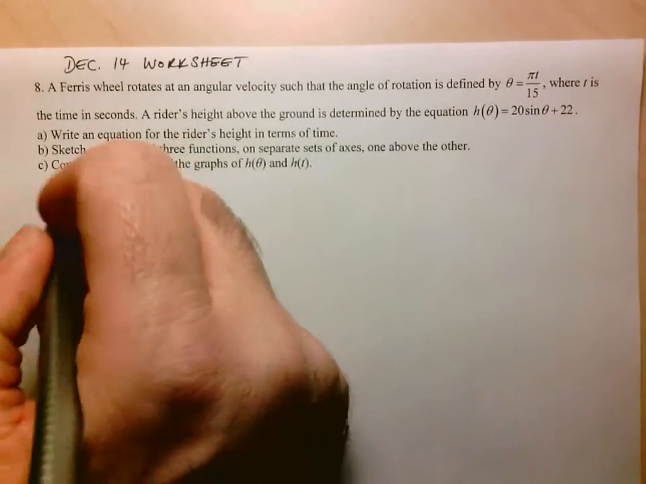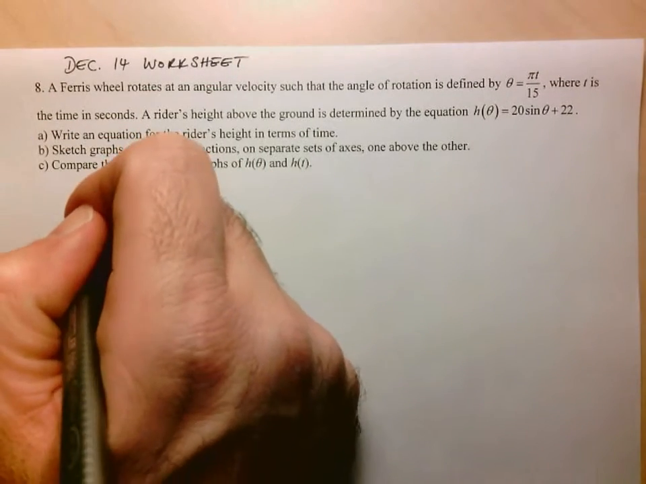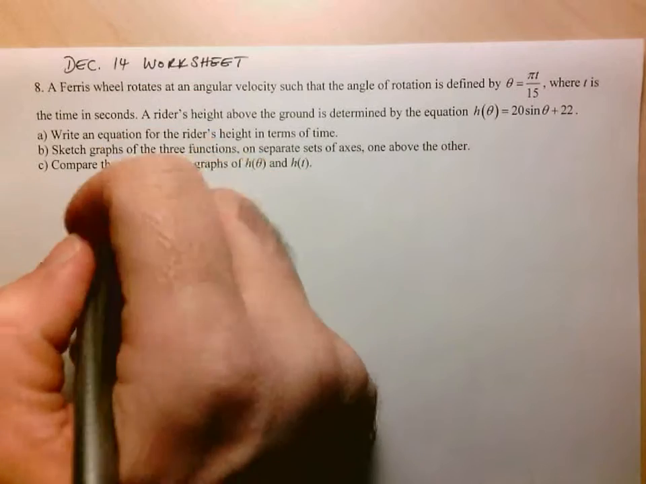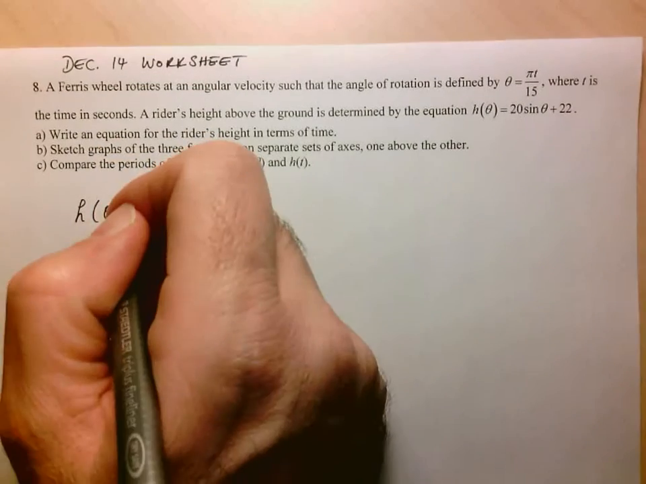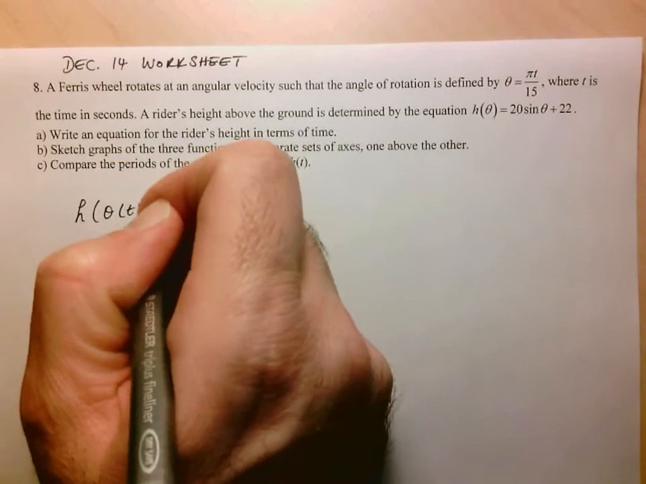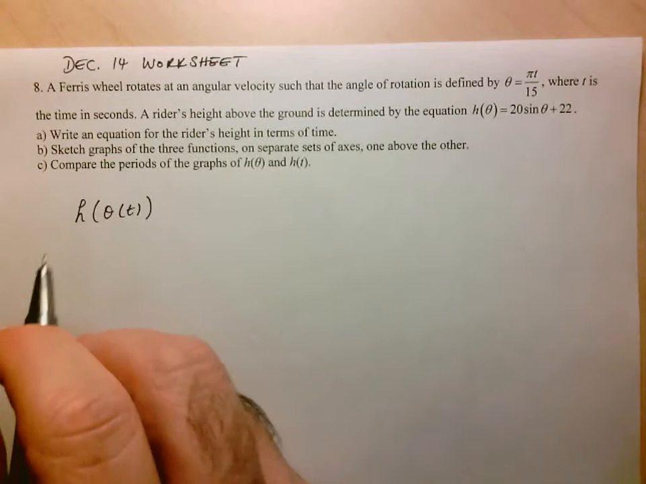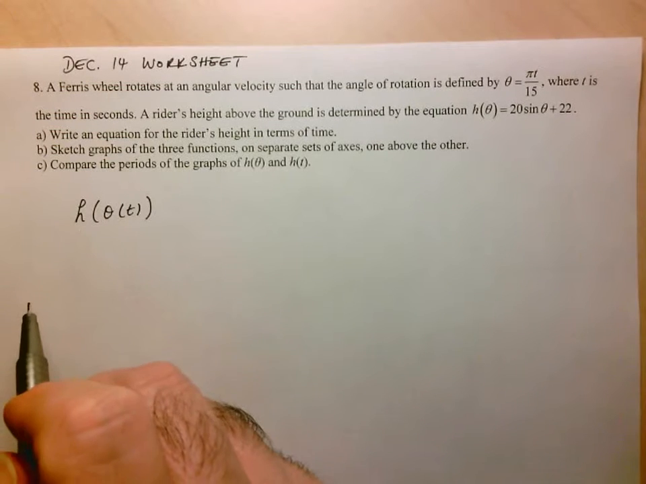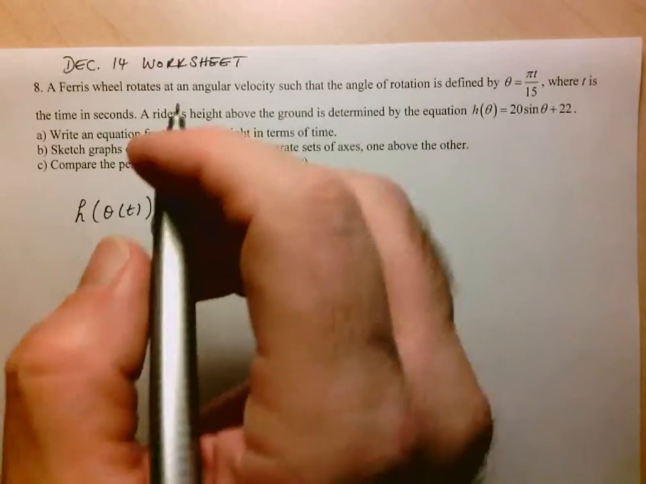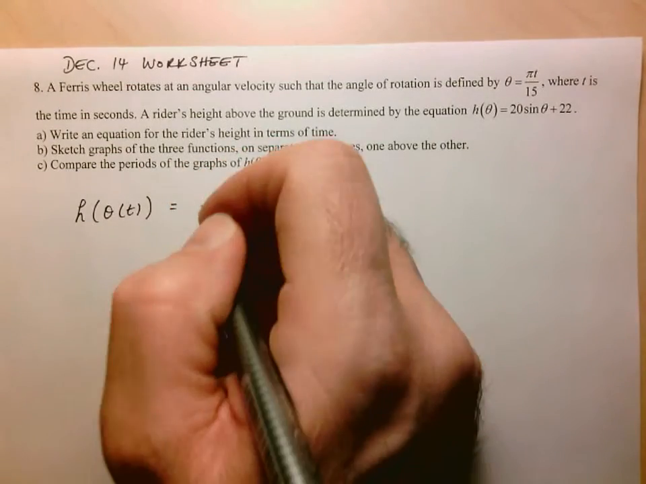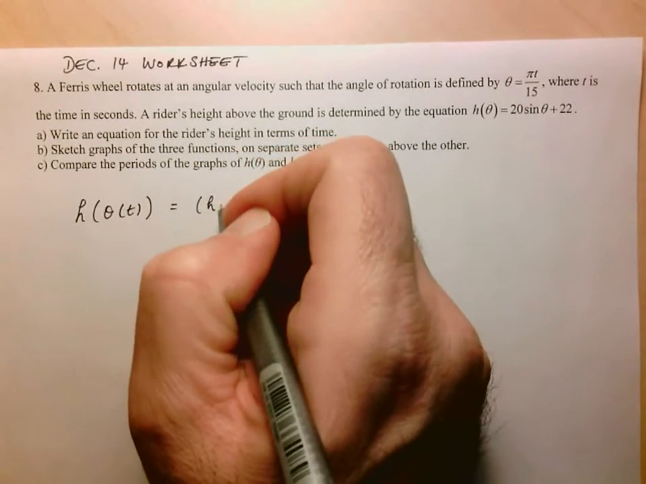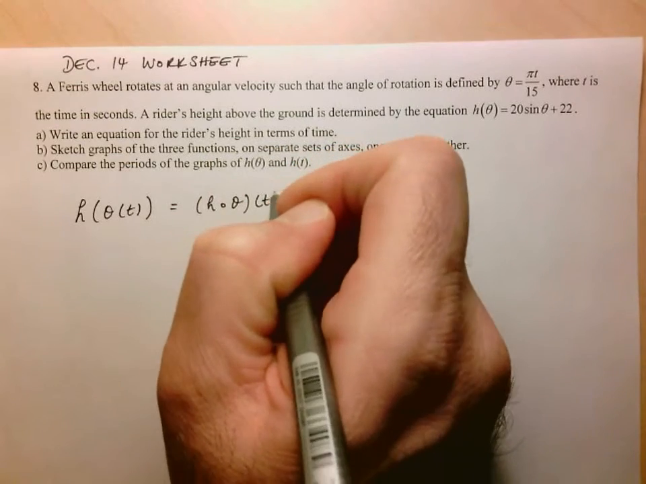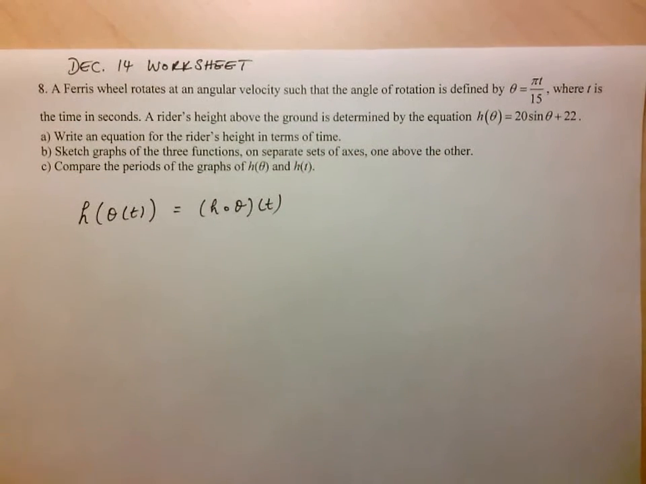Okay, so what we have is we have h, which is given as a function of theta, but theta is itself given as a function of time, so this is going to allow us to write h directly in terms of time. Okay, so essentially what we're determining here is the function h circle theta at t. Okay, so let's do that here.